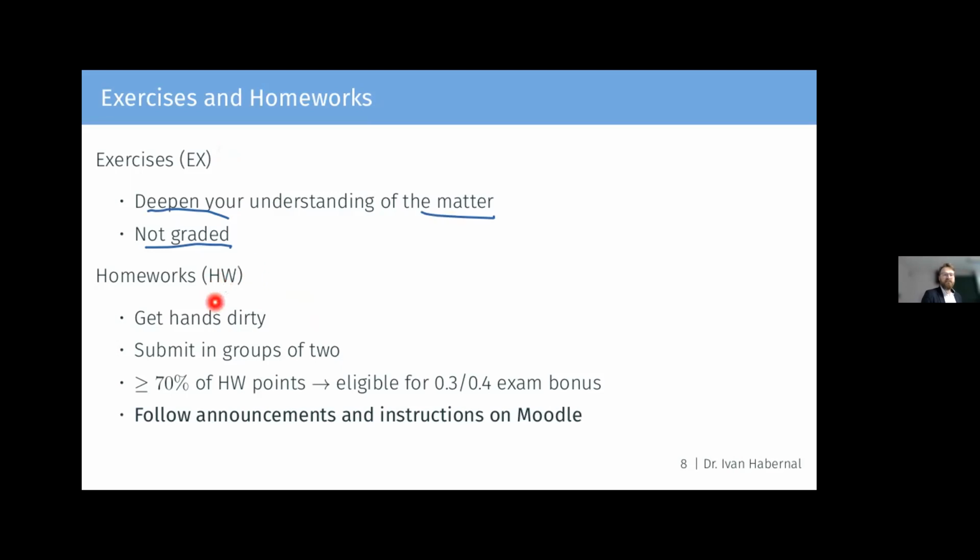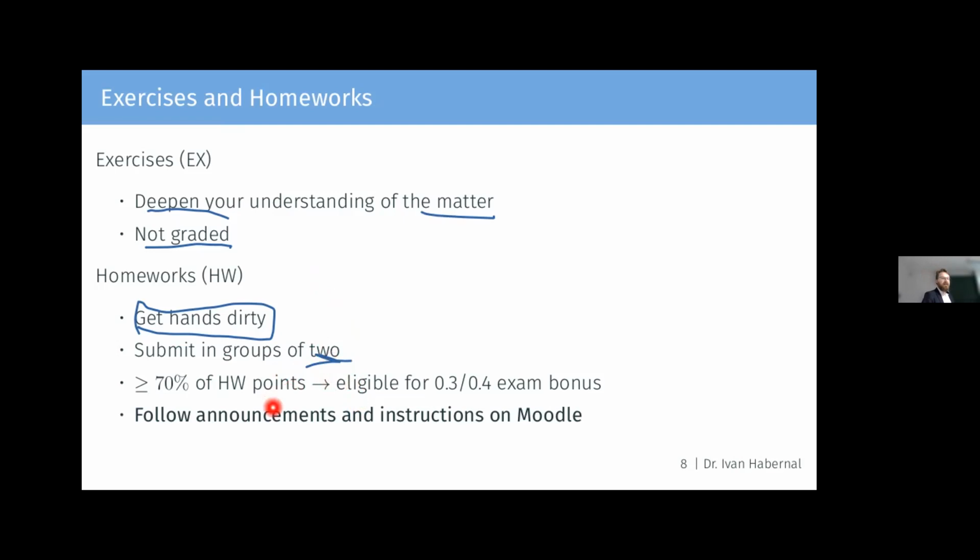Then we have homeworks. This is maybe a bigger issue for homeworks. It's basically some programming exercises where you really get your hands dirty and you'll be doing some programming. It's a bigger class, so we have groups of two. So you have to pair up with somebody. We'll post the logistics exactly on Moodle.